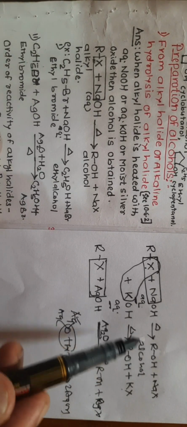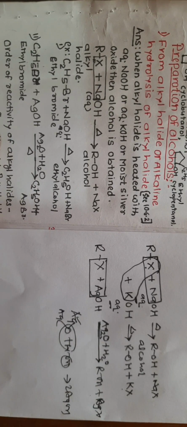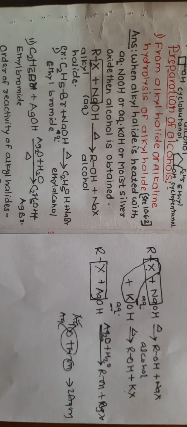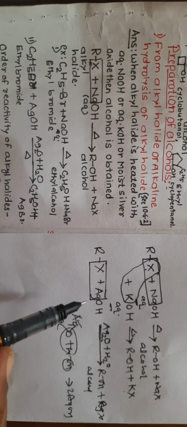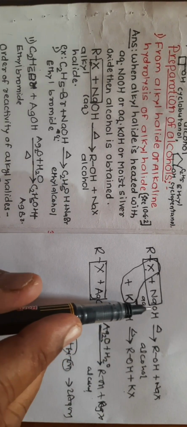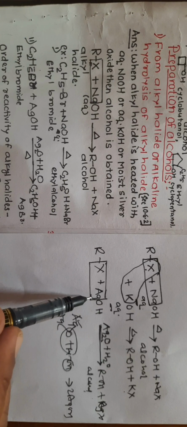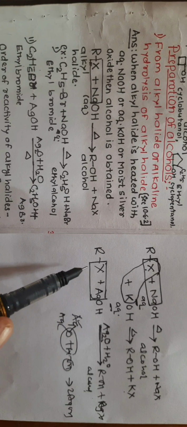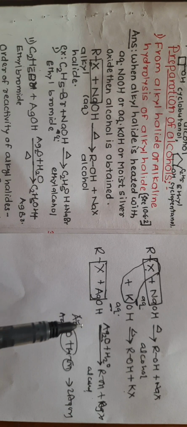Here the byproduct is different: NaX, KX and AgX. We can take NaOH, KOH and AgOH. That you have to remember. When an alkyl halide is heated with moist silver oxide, then alcohol is obtained. In this way, we can convert alkyl halides into alcohols by using NaOH, meaning caustic soda, KOH, meaning caustic potash, and Ag2O with H2O, which react to give AgOH, silver hydroxide.